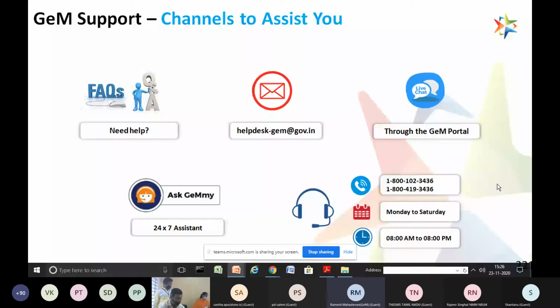You can also access the 1-800 number for any support queries you have. The number is flashing on your screen. From Monday to Saturday, you will be able to connect with the GeM support executives.